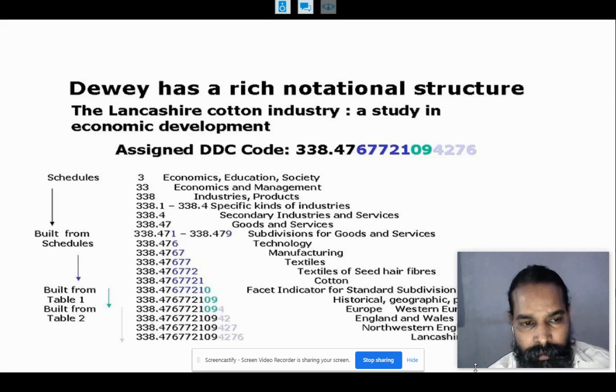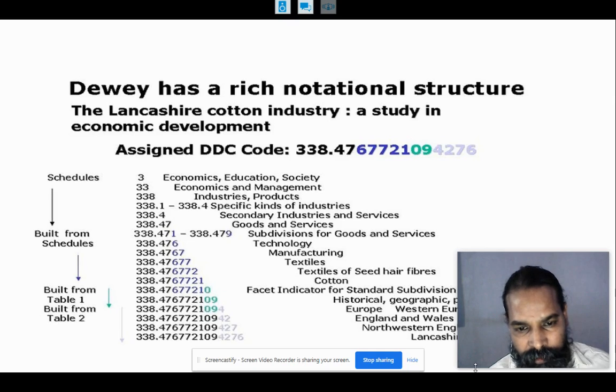3 from the schedules. 3 means economics and education society. 3.3 means economics and management. 338 represents industries and products. 338.1 to 338.4 represents specific kinds of industries. Again, in that 338.4 represents secondary industries and services. Again, in that seventh part, that is 338.47 represents goods and services. In that 471 to 479 represents subdivisions for goods and services.